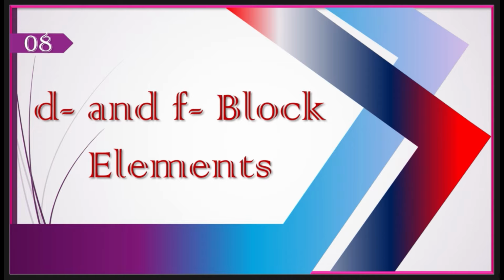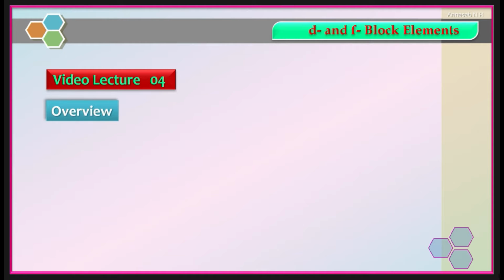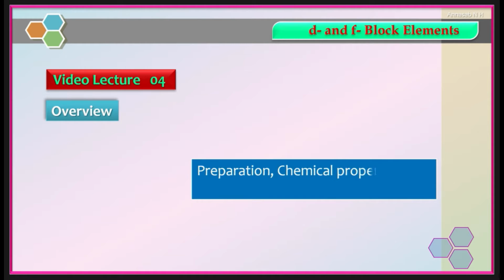In the previous video lectures, we learned about atomic and ionic radii and also some of the chemical properties of transition elements. In today's video lecture, we are going to learn about preparation and chemical properties of potassium dichromate, that is K2Cr2O7, and along with that we are going to learn structure and uses of K2Cr2O7.